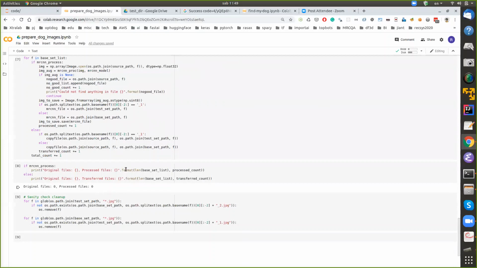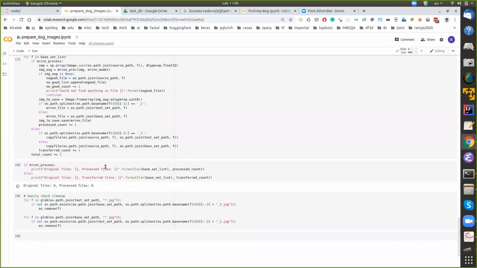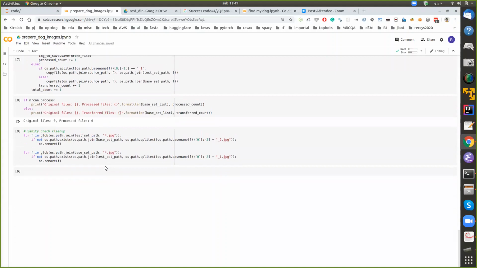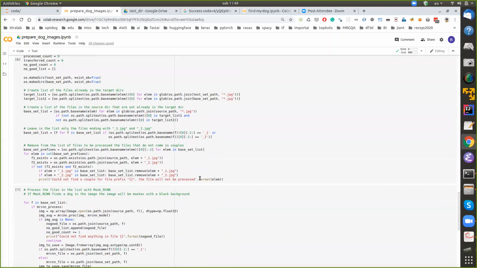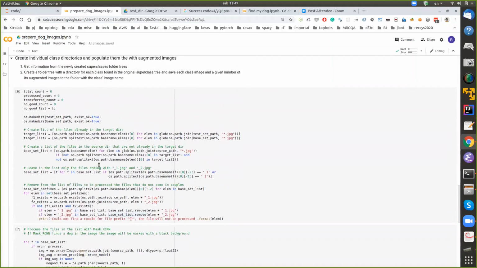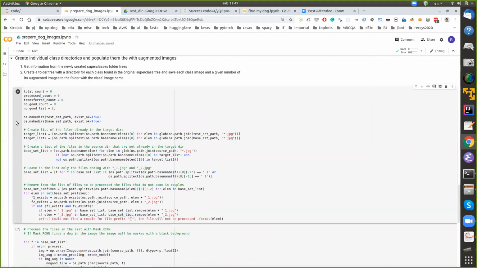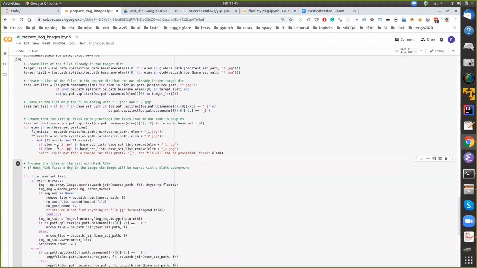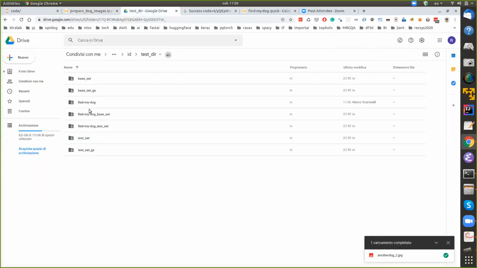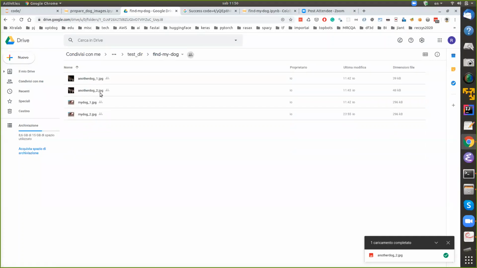So for some reason it's not processing the image. Okay, but JPG, which is strange. I'm not going to do the debugging online, just checking what happens. Because I don't see. Let me check. Another dog. JPG.